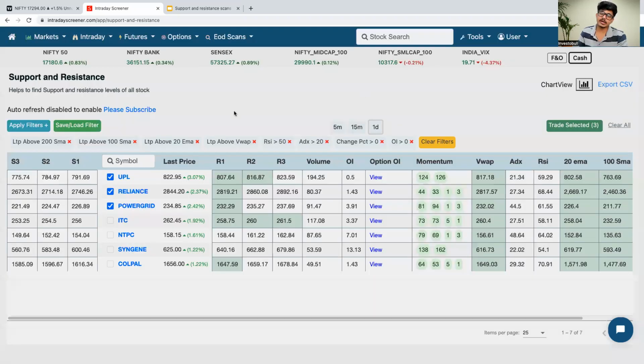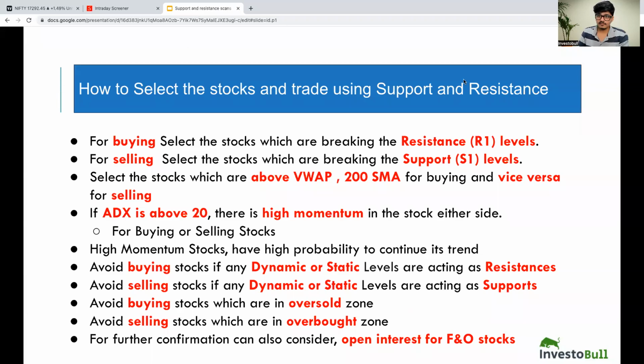So this is the way you can now take trades using support and resistance scans. Whatever points I have discussed right now in the video, I have mentioned here. You can pause the video for a while and take a snap of it for future reference.